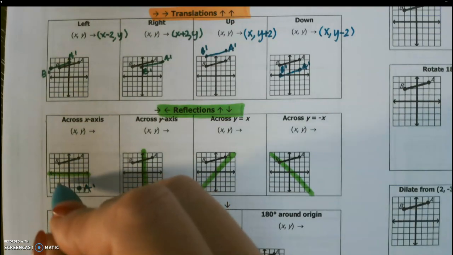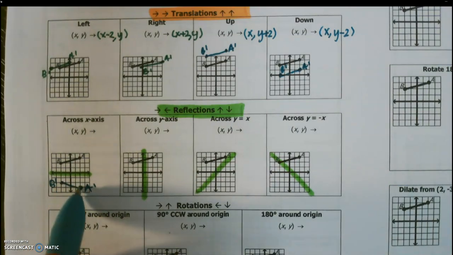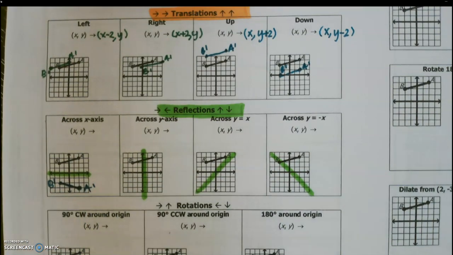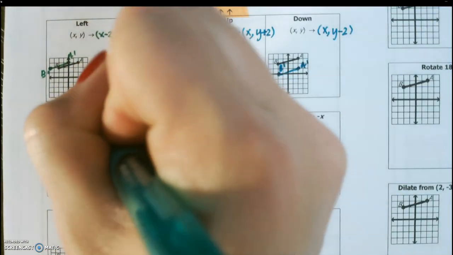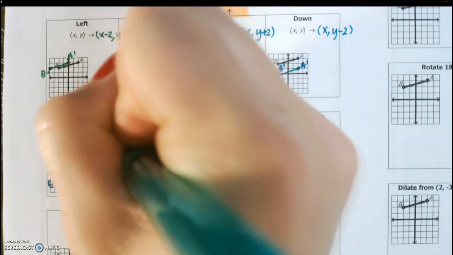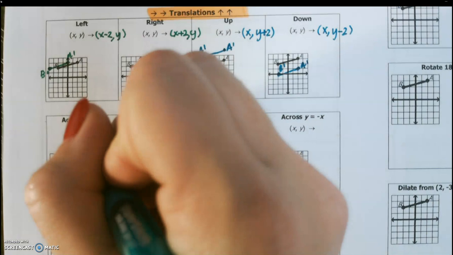B is 2 units away from the line of reflection, so B prime would be 2 units away on the other side. So the counting technique is an option, but we also do have a rule in case that we don't have a graph available to us. When you reflect across the x-axis, okay, your x stays the same, but your y changes signs, which we can see an example of if we look at A, right?